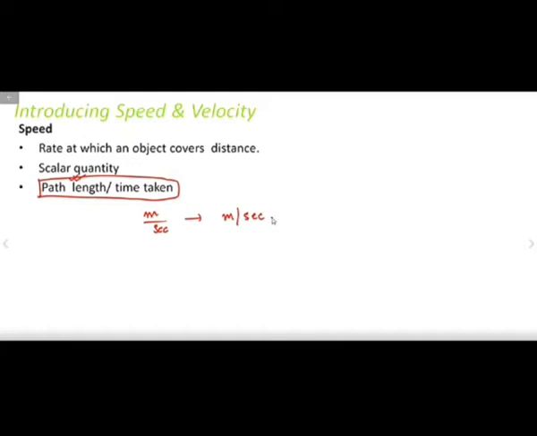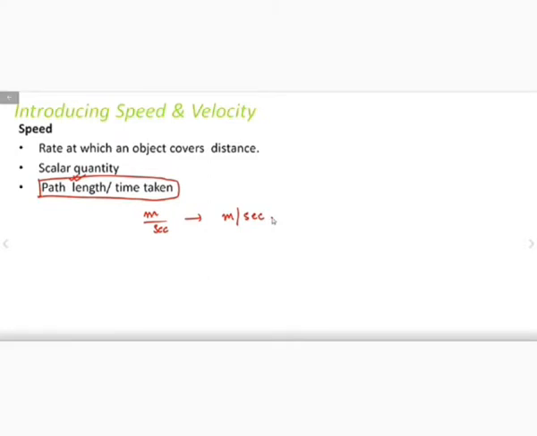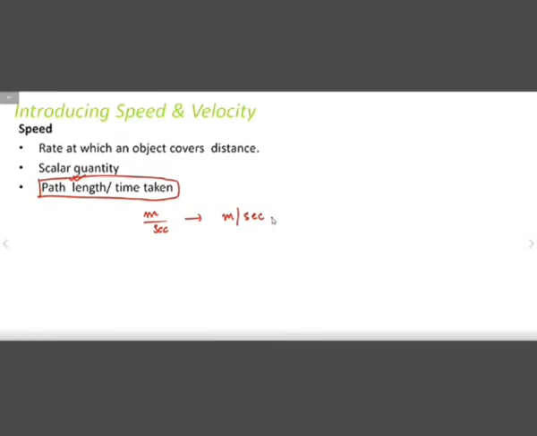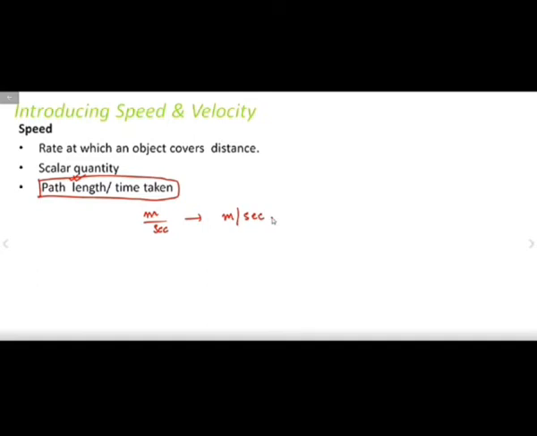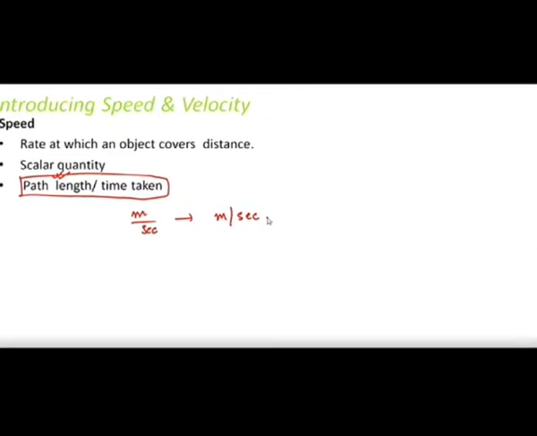Why are we studying these two quantities? In our last section we talked about distance and displacement. Why do we study them? Because they talk about the position of the object. As you know, they talk about how much distance an object covers in a specific period of time.